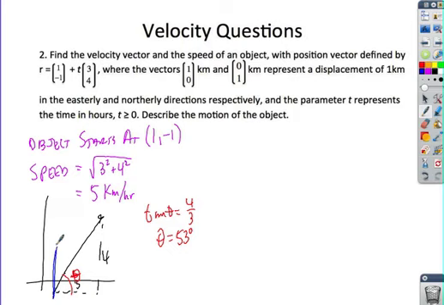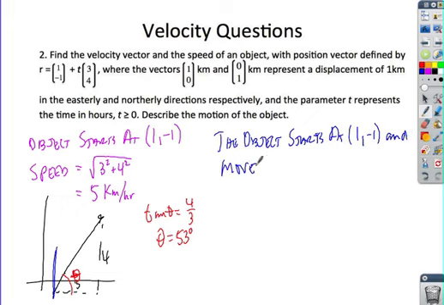And so we could describe the object's motion as: the object starts at (1, -1) and moves at 5 kilometers per hour on a bearing of 37 degrees. And that would describe the object's movement. All right, let's carry on.